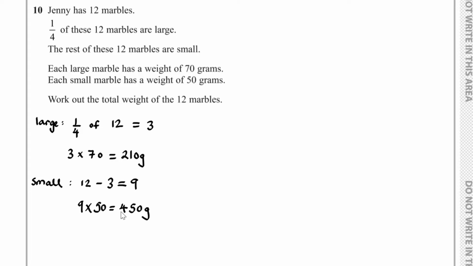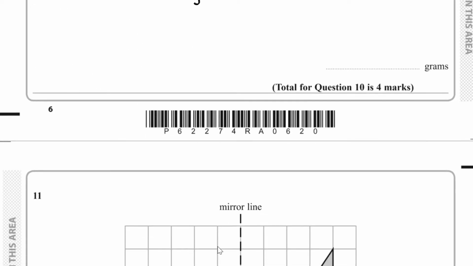So the weight of all the small marbles is 450 grams, and therefore the total weight is equal to 210 plus 450. It turns out here we get 660. So we have 660 grams.